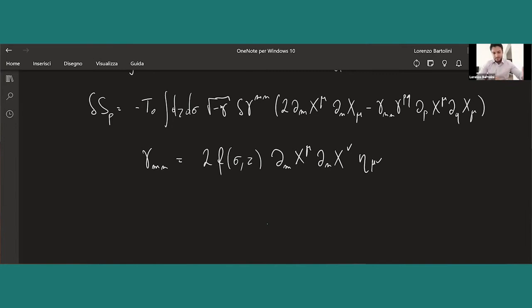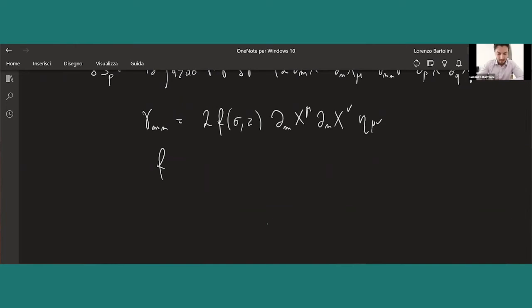So let us be clear that we have 2 metrics now, right? We have eta and we have gamma, and gamma is a metric on the worldsheet and eta is the metric of space-time. So they are different things. And in principle, gamma is not the pullback of the space-time metric on the worldsheet, but we see now that it's essentially the same thing. And this is given by gamma pq.